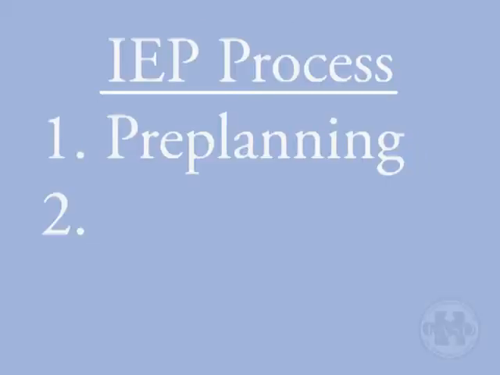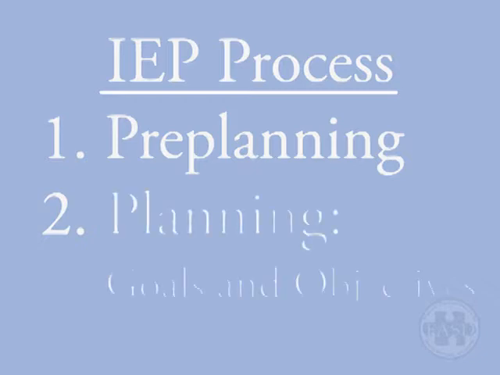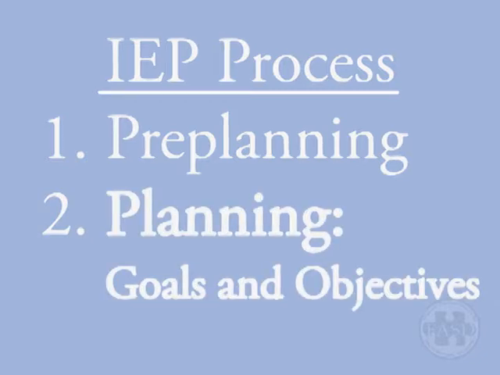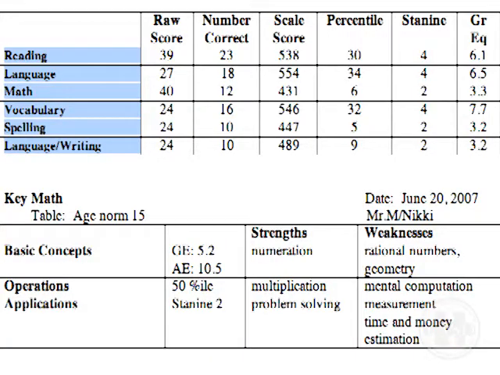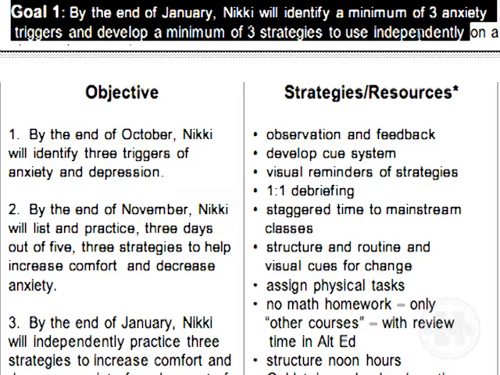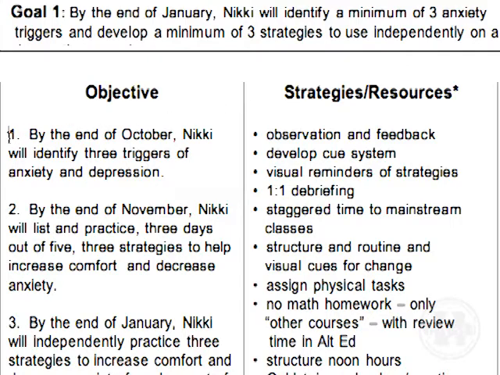A key part of the planning phase is prioritizing and establishing goals and objectives. The assessment drives the plan, and the goals correspond to the domain areas identified in the pre-plan. The goal statement explains where we want to get to. The objective tells us how to get there. The goals and objectives are a reflection of priorities, not a description of everything that will be taught.